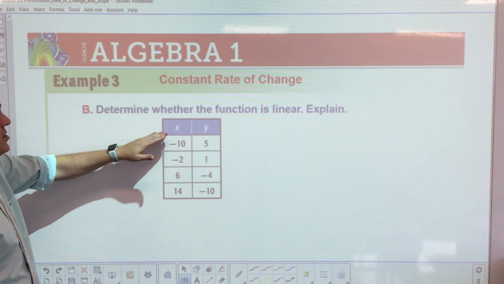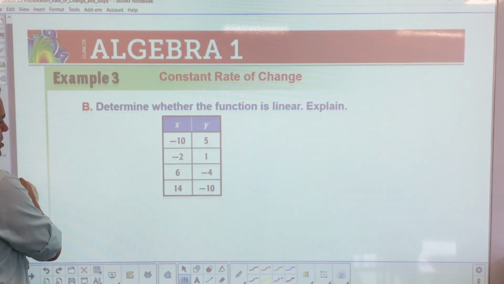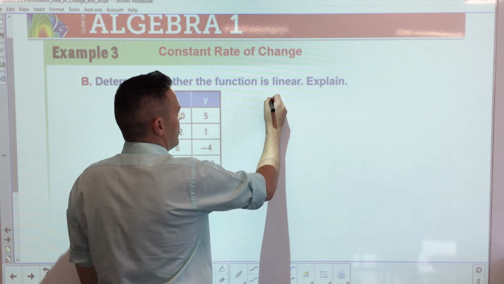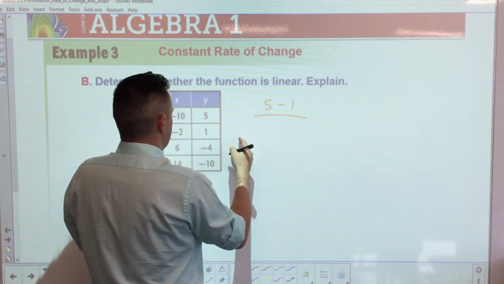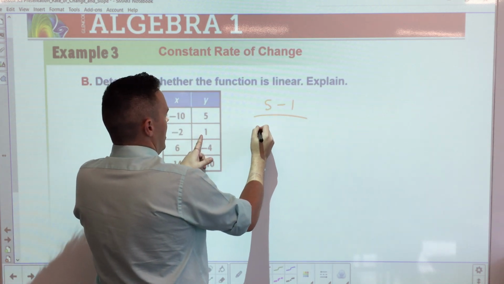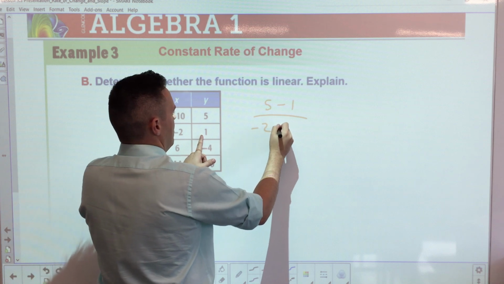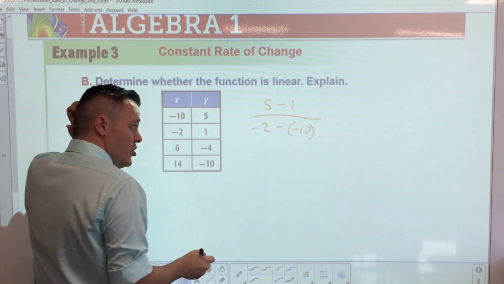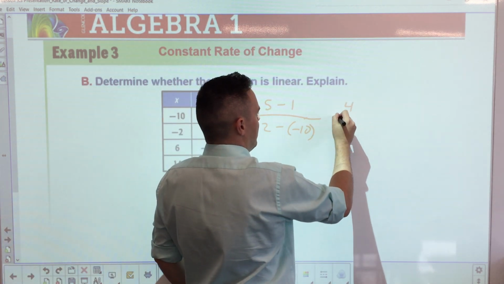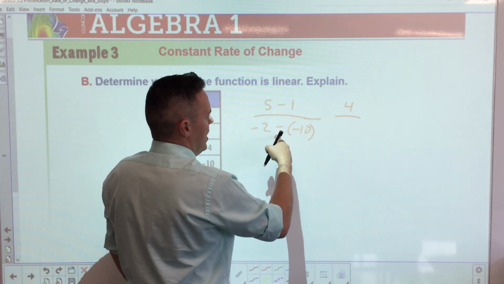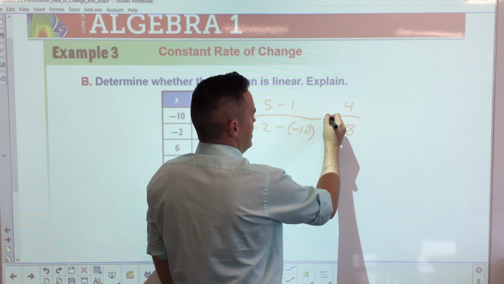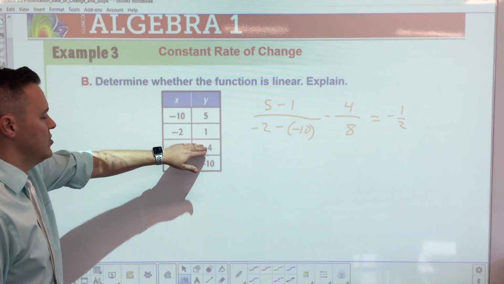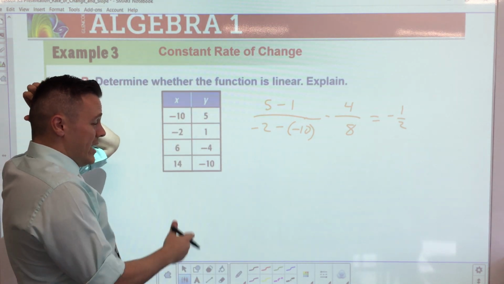Now we need to determine whether this function is linear. So what is the constant rate of change? If we do the same thing we did before, which is 5 minus 1, over negative 2 minus negative 10. That's your first rate of change. You can spell this out, and it's going to be 4 over 8. And that is what? Negative 1/2.